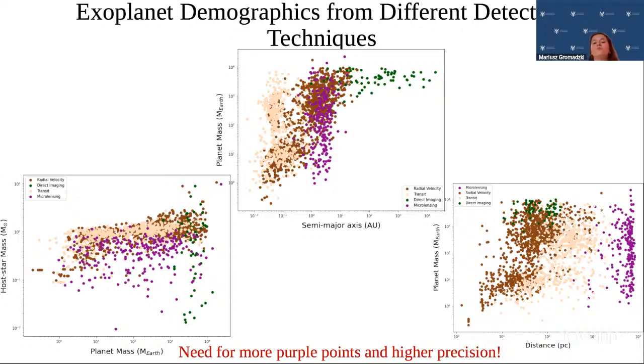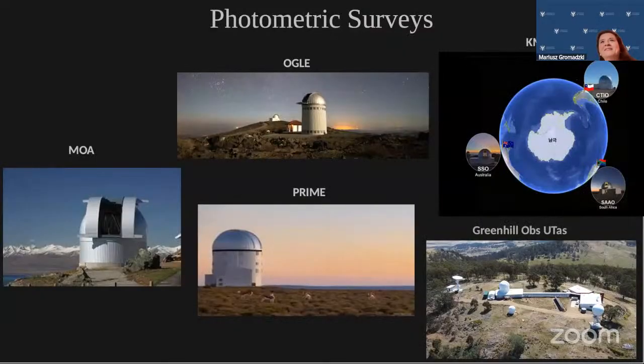For this reason, we need more purple points. So we need more observations, which means that your colleagues that do microlensing actually serve a really important cause. They're not just privileged people who get free trips to Chile. Tough crowd. Other people have laughed at it.